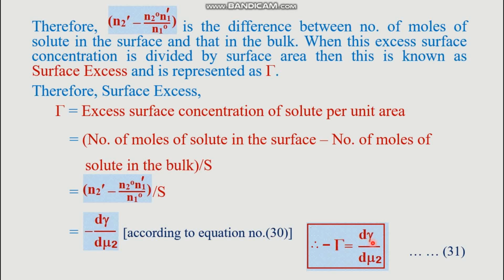This gamma is surface tension. So d gamma is small gamma over d mu 2, the chemical potential. This is equation number 31. This equation number 31 becomes more significant if you convert this mu 2 into concentration, in terms of concentration. So how would you do that?